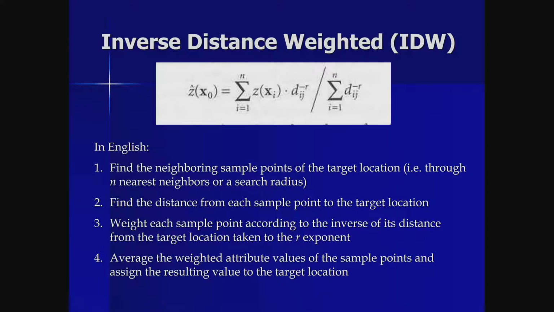So this is the basic: find the neighboring sample points, then find the distance from each sample point to the target location, and then this math weights each sample point according to the inverse of its distance, and you find the average of the values. So if all the distances were equal, then this would simply be the average of the 3 nearest or the x nearest points. But because this is different, we're dividing by a number that's the inverse of the distance.